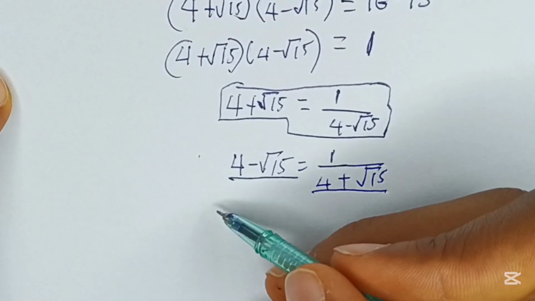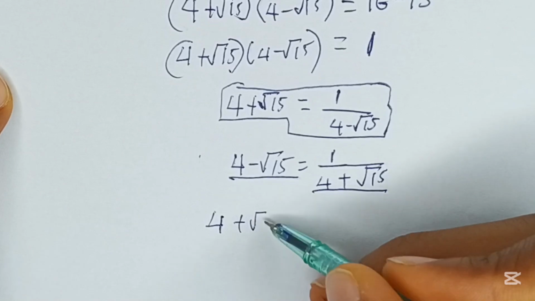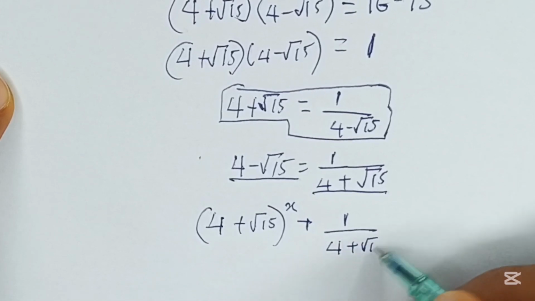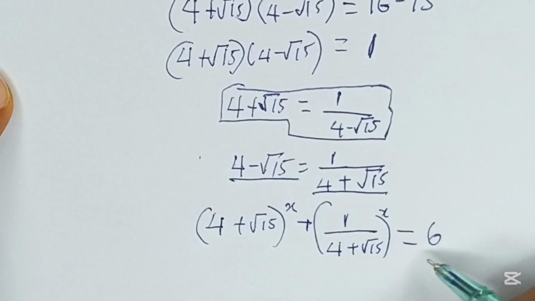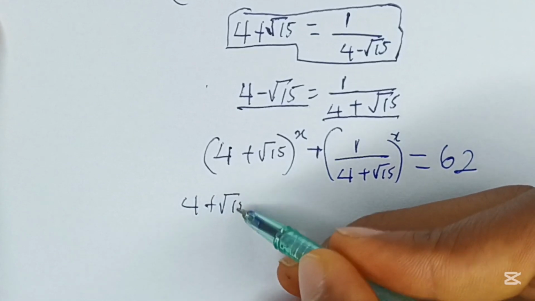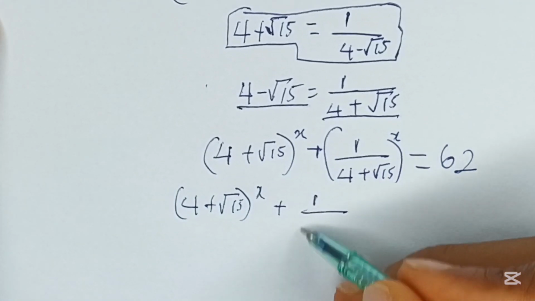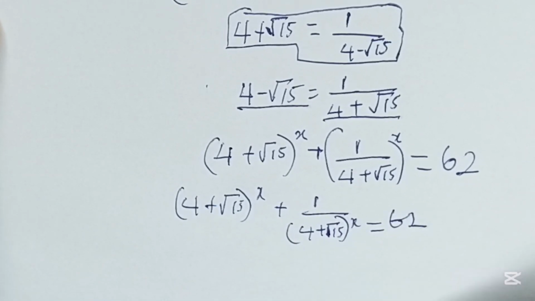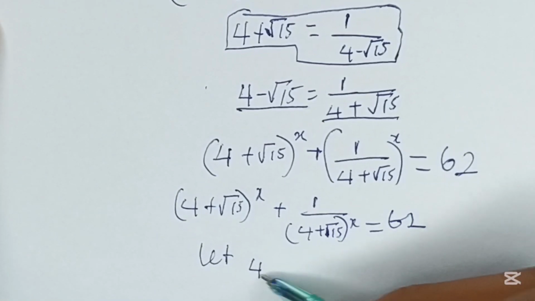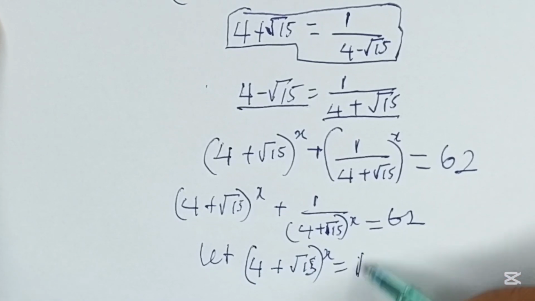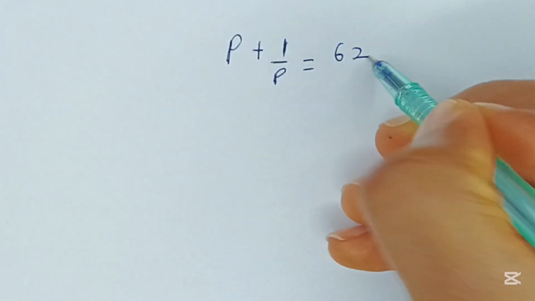Alright, now moving on, let's substitute this. So we have (4 + root 15) all raised to the power x plus 1 over (4 + root 15) raised to the power x will now be equal to 62. From here, let (4 + root 15) raised to the power x be equal to p. So we have p plus 1 over p is equal to 62.